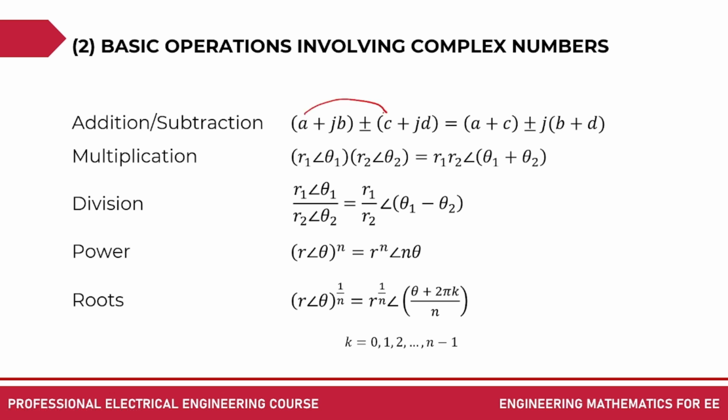We are adding what? A and C. So we have A plus C, and then we separate the sum or difference of the imaginary terms, B plus D. Okay? And then for multiplication, it has to be in polar. So remember, for addition and subtraction, this must be in rectangular, and for multiplication, the number must be in polar.